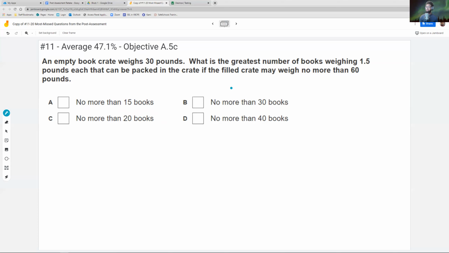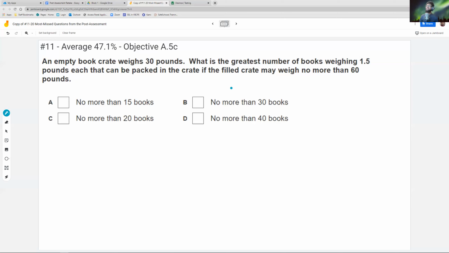That doesn't seem important, but it is important. An empty book crate weighs 30 pounds. What is the greatest number of books weighing 1.5 pounds each that could be packed in the crate if the filled crate may weigh no more than 60 pounds? So the weight of the crate and all the books in it has to weigh less than 60 pounds.